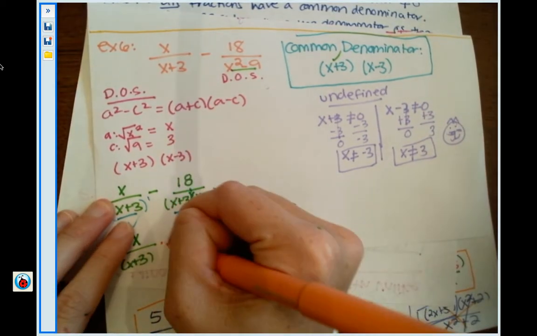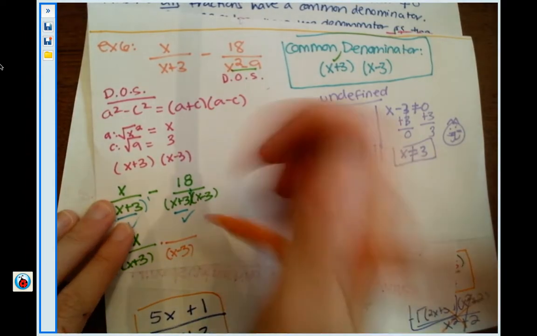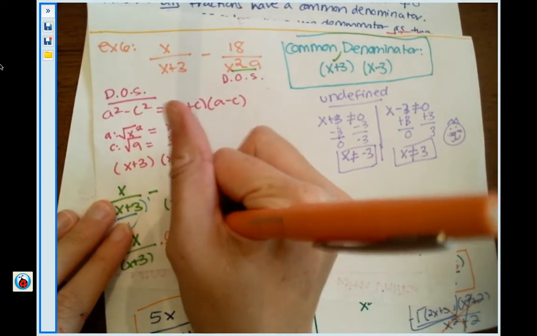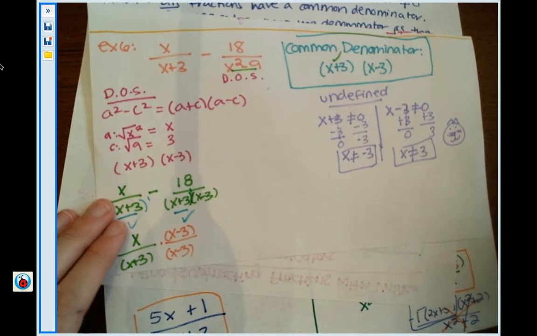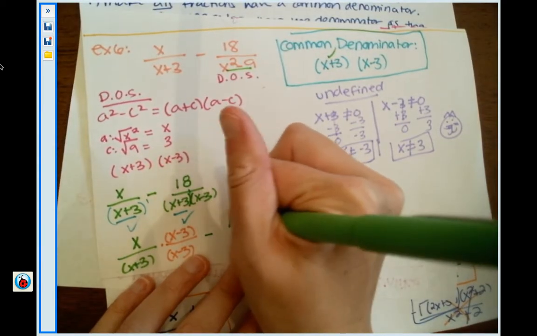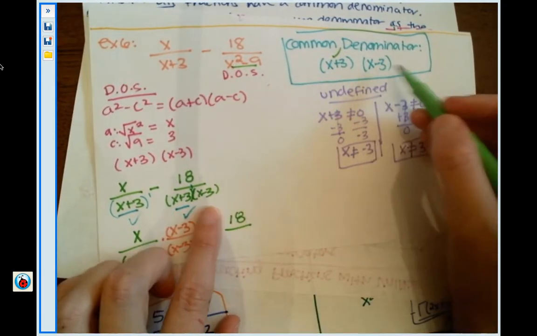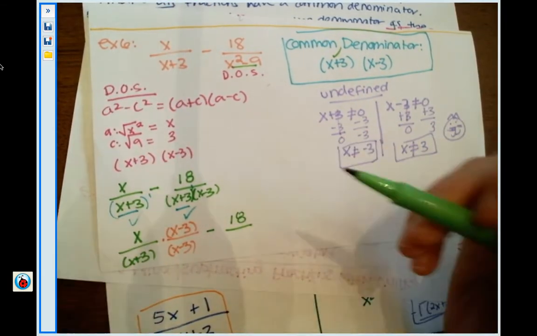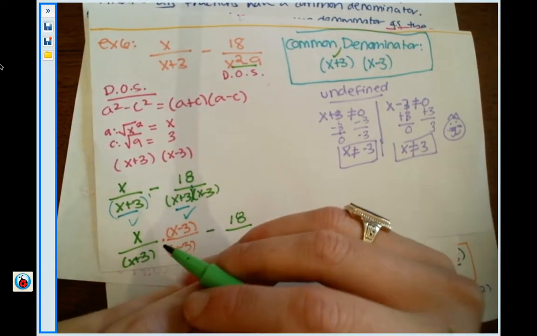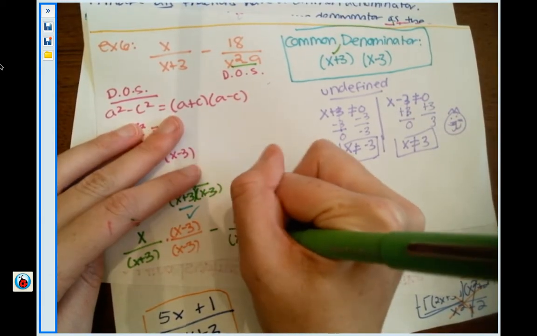So I'm going to multiply x minus 3 to it, but if you do it to the denominator, you gotta do it to the numerator. Okay? Now let's see what happens with my second fraction. So I have minus 18 over, I've got the x plus 3, and I've got the x minus 3. Holy hot dog, you guys, this fraction already is the common denominator, so I don't have to change anything. Makes my life easier. Heck to the yes.